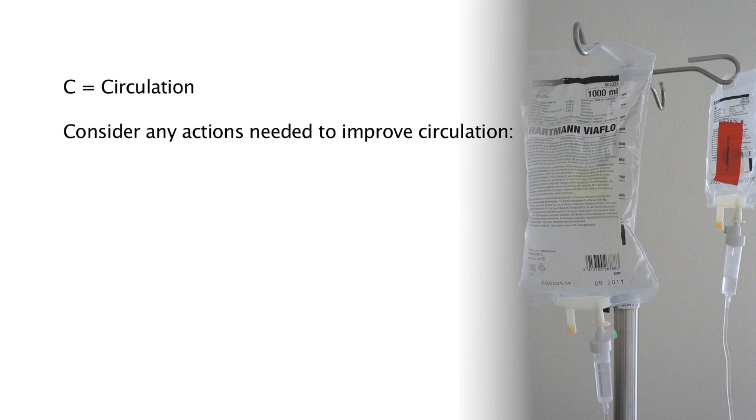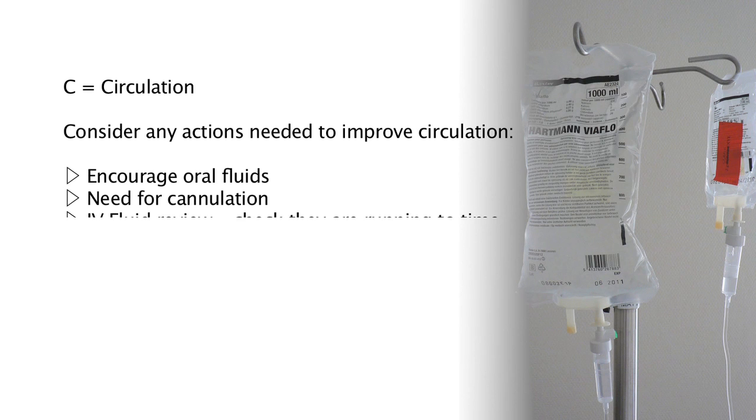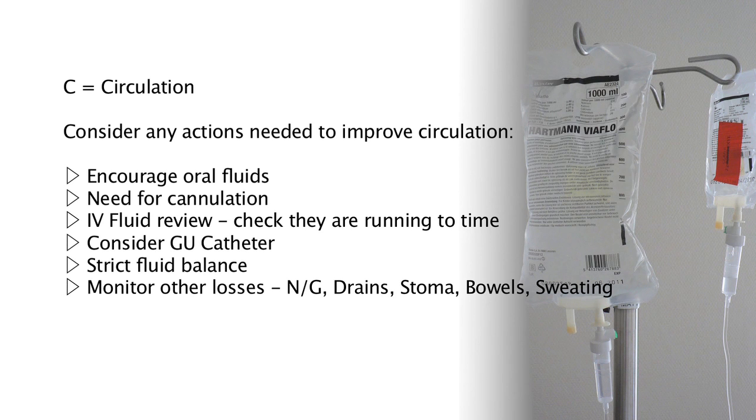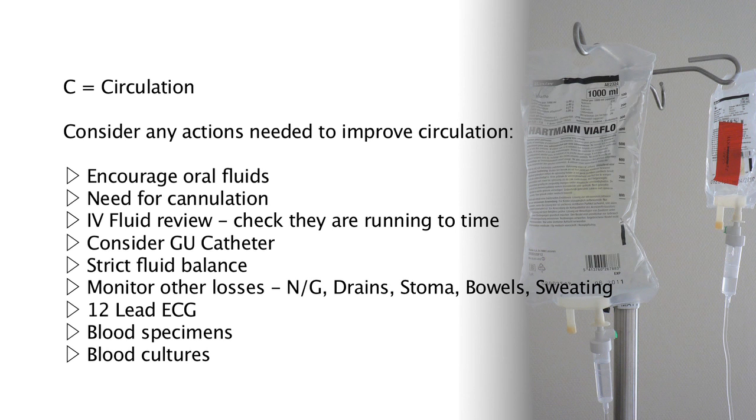At this point, consider any actions you need to take to improve C. For example, encourage oral fluids. Does the patient need cannulating? Review IV fluid regimes. Consider urinary catheter, strict fluid balance, monitor other losses such as nasogastric or from drains. 12-lead ECG, blood specimens, blood cultures.